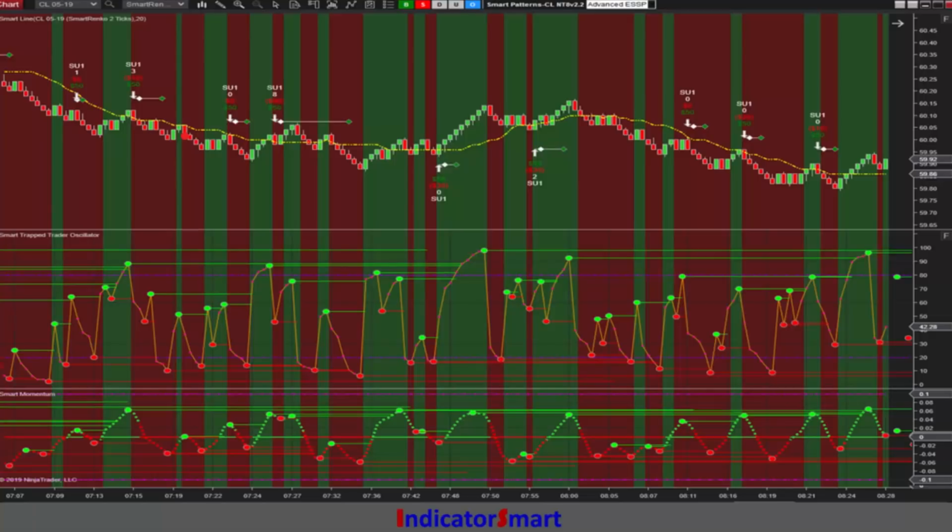Did the trap trader oscillator go out of bounds? Nope, didn't do it there. That came up over here and went out of bounds, and the smart momentum went higher, telling us the range is continuing to expand likely. And again, another one right here, out of bounds, and down it goes.